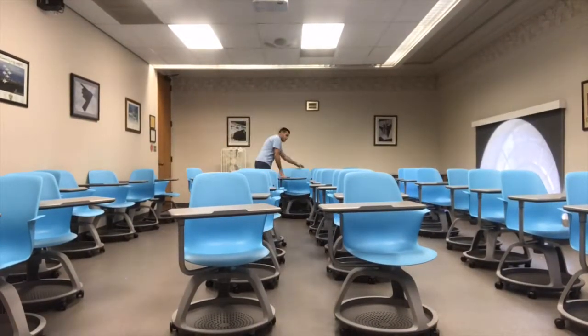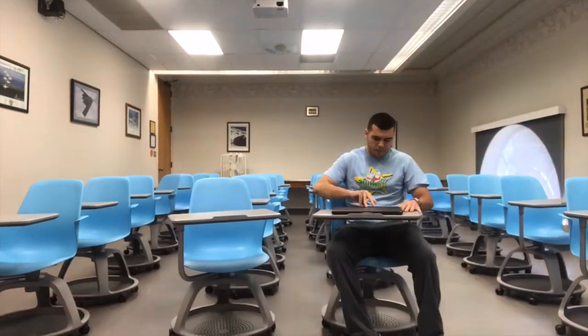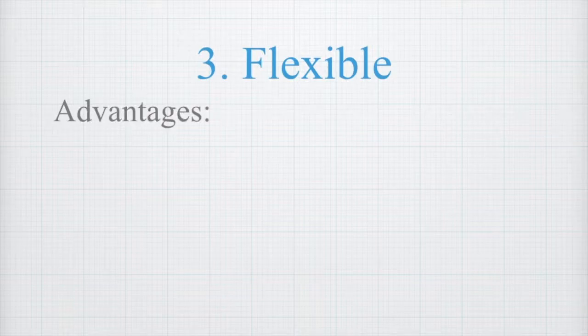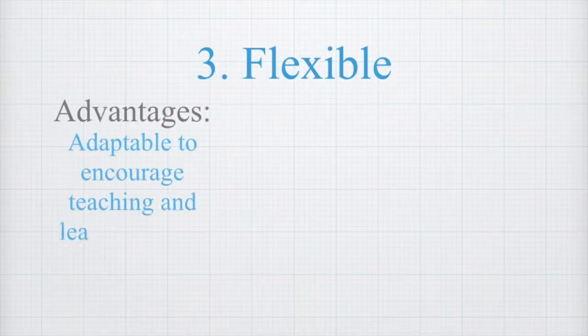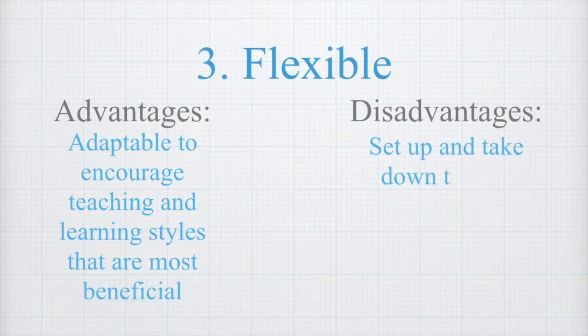The last type of classroom involves complete flexibility of the furniture. The desks, chairs, and computers, in this case laptops, can be moved anywhere in the room. The classroom allows itself to be adapted to encourage teaching and learning styles that are most beneficial for the current lesson and activity. The main disadvantage of this classroom is that setup and takedown time is long.